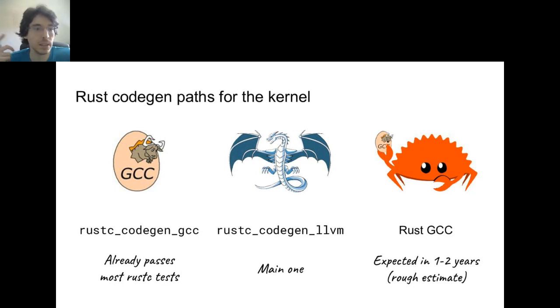And then there is Rust GCC. Rust GCC is a new frontend, so it's using GCC and it's going to be eventually, hopefully, merged into mainline GCC. But it's a completely new frontend. It's a new implementation of the Rust compiler. And this we also hope to support and use when it's ready. They are working on it very hard. They have some funding and they are doing it. I have been told, but this is a very, very rough estimate, that in 1-2 years, they may have something near to compile the kernel code that we need.